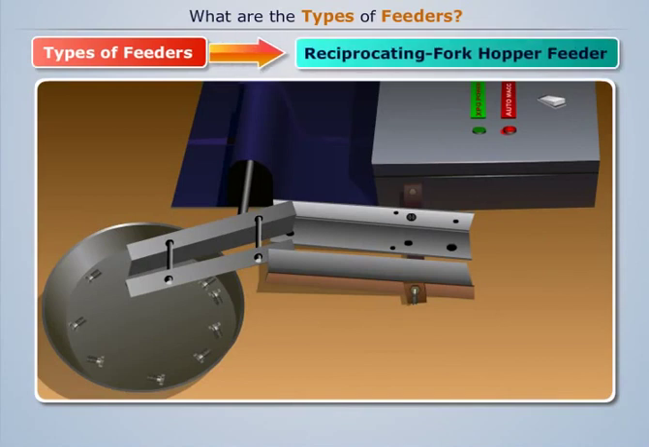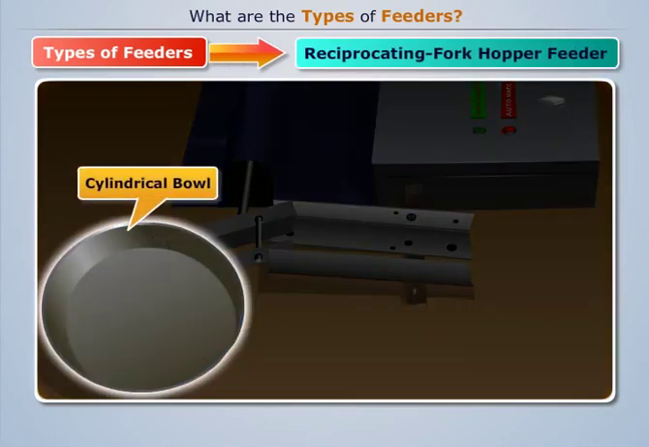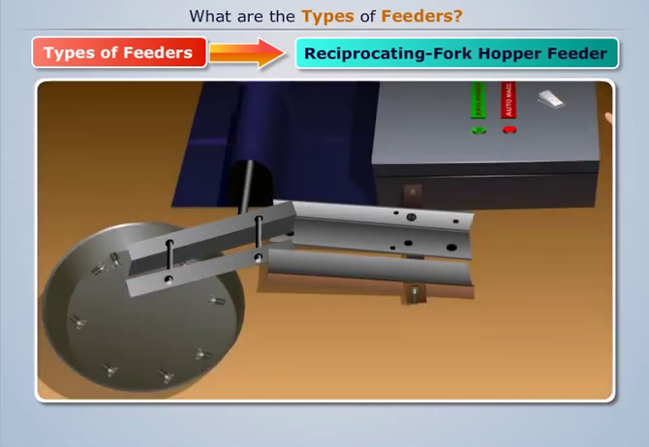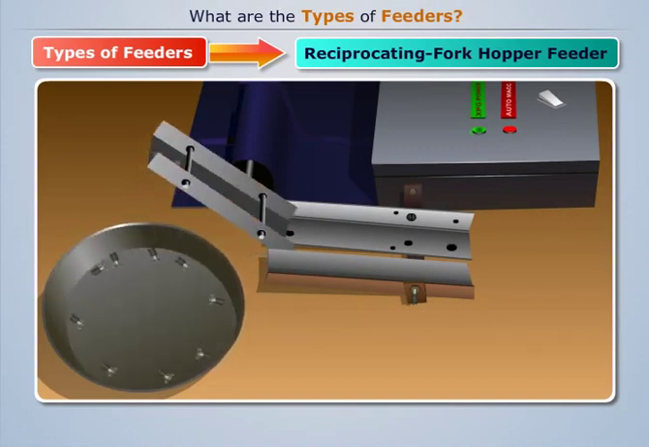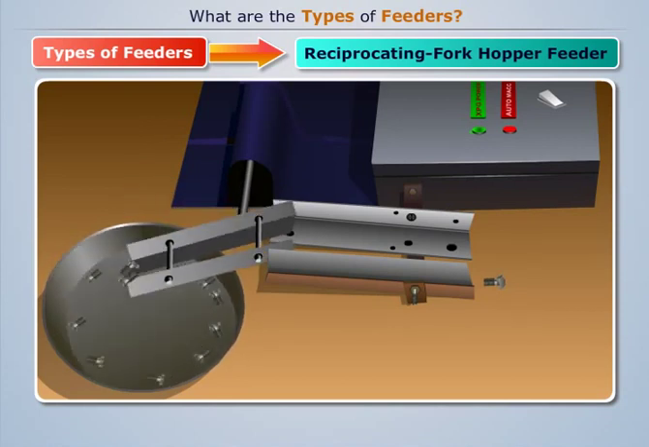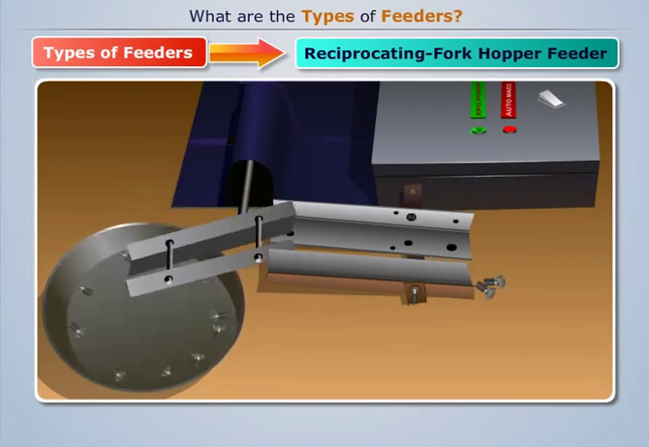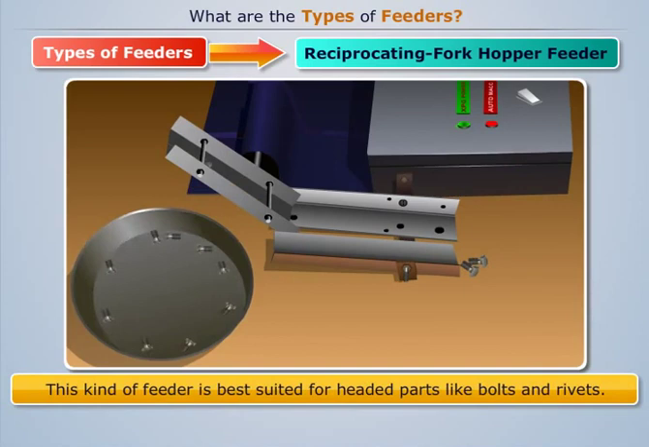Reciprocating-Fork hopper feeder. It consists of a shallow cylindrical bowl that rotates about an axis inclined at a small angle to the vertical. A two-pronged fork reciprocates in the vertical plane. The fork dips into the rotating bowl where centrifugal force pushes the parts into it. As the fork moves upward, parts of the right orientation are transferred into the delivery chute due to the effect of gravity. This kind of feeder is best suited for headed parts like bolts and rivets.